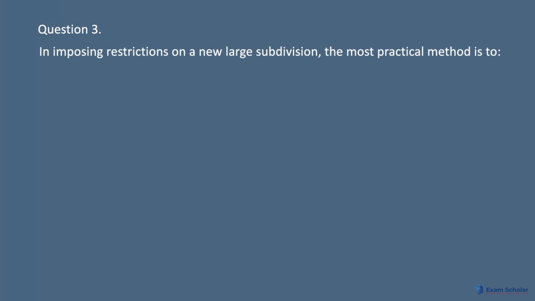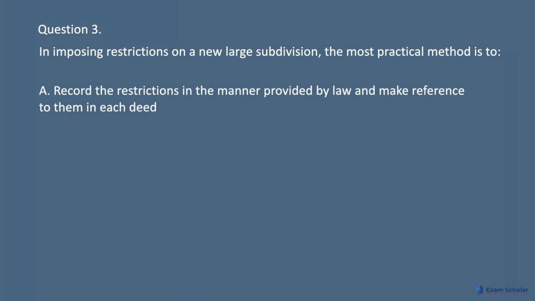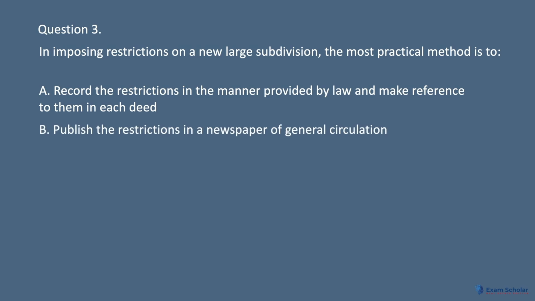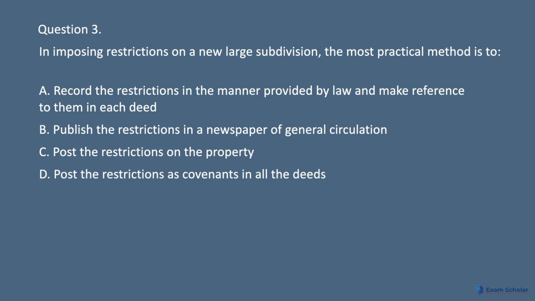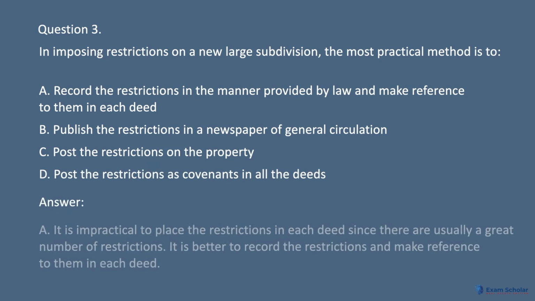Question 3. In imposing restrictions on a new large subdivision, the most practical method is to: A. Record the restrictions in the manner provided by law and make reference to them in each deed. B. Publish the restrictions in a newspaper of general circulation. C. Post the restrictions on the property. D. Post the restrictions as covenants in all the deeds. Answer: A. It is impractical to place the restrictions in each deed since there are usually a great number of restrictions. It is better to record the restrictions and make reference to them in each deed.